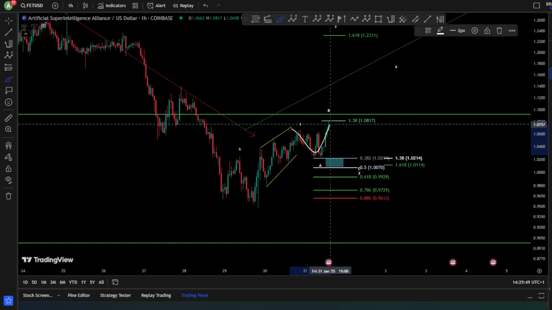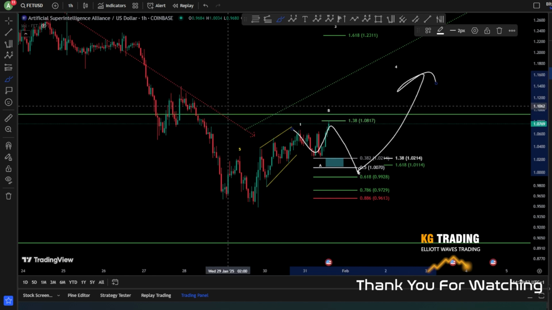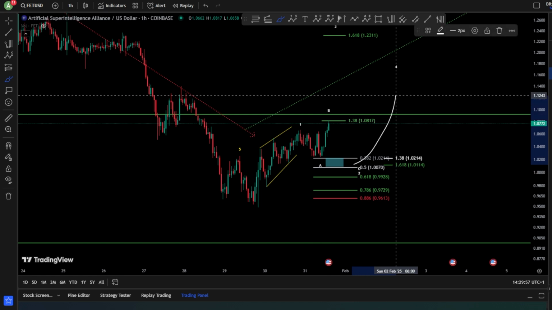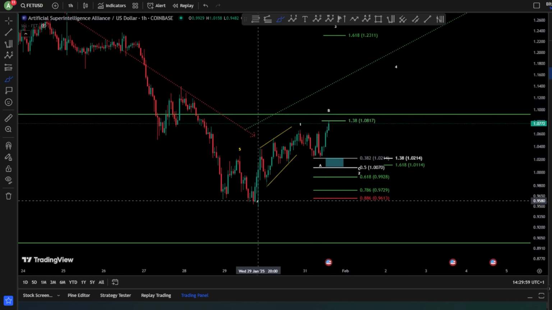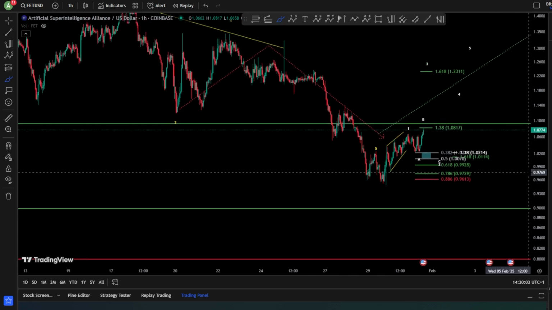However, in case we are bearish here a little bit short term, you have to expect higher prices from the 0.38 or the 0.5, and continuation for higher prices in an impulse toward the upside.